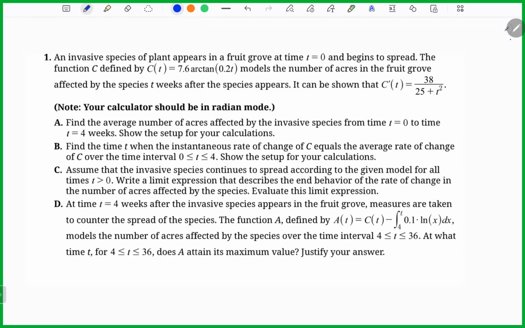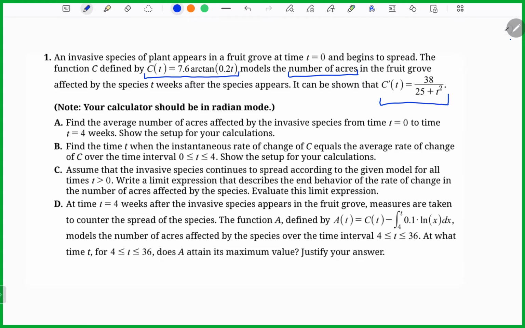So let's dive into AP Calculus BC 2025 FRQ, beginning with problem 1 in the calculator section. We're told an invasive species of plant appears in a fruit grove at time t equals 0 and begins to spread. The function C, defined by C of t equals 7.6 arctan of 0.2t, models the number of acres, so note that I'm noting down the unit there, in the fruit grove affected by the species t weeks after the species appears. It can be shown that C prime of t is equal to 38 over 25 plus t squared.